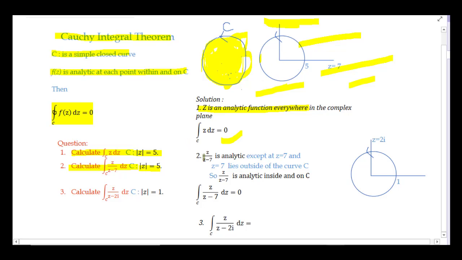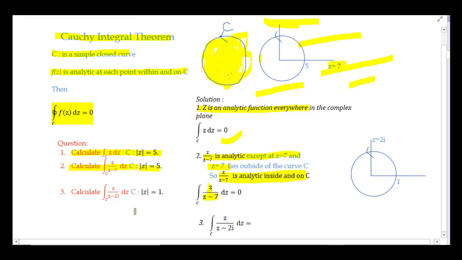z upon z minus 7 is analytic. Is it? Yes, it is analytic except at z equal to 7. So z equal to 7 is a singular point. But now we need to check the status of this function inside that circle. z equal to 7 lies somewhere here, outside of the circle region. What does it mean? It means the function is analytic inside this circular region. So z upon z minus 7 is analytic inside C, for the given curve mod z equal to 5. So this integral is equal to 0.